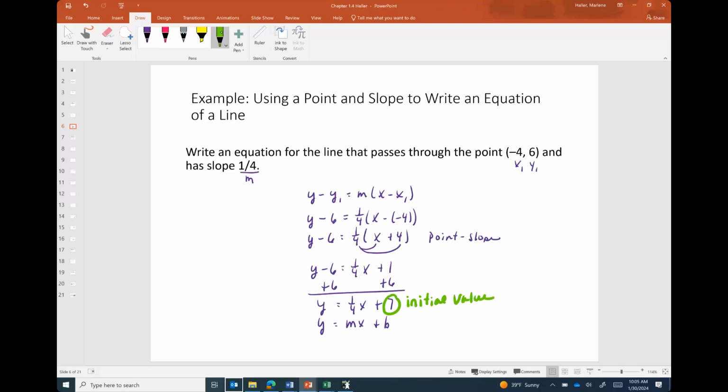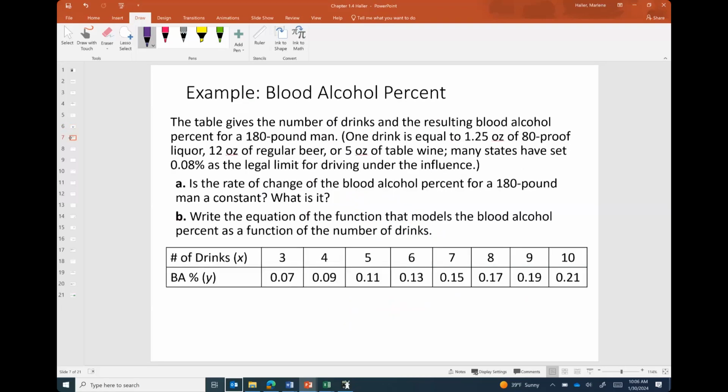On the graph, this, of course, is going to be the y-intercept, or the intercept to the vertical axis. All right, let's look at an example in context.